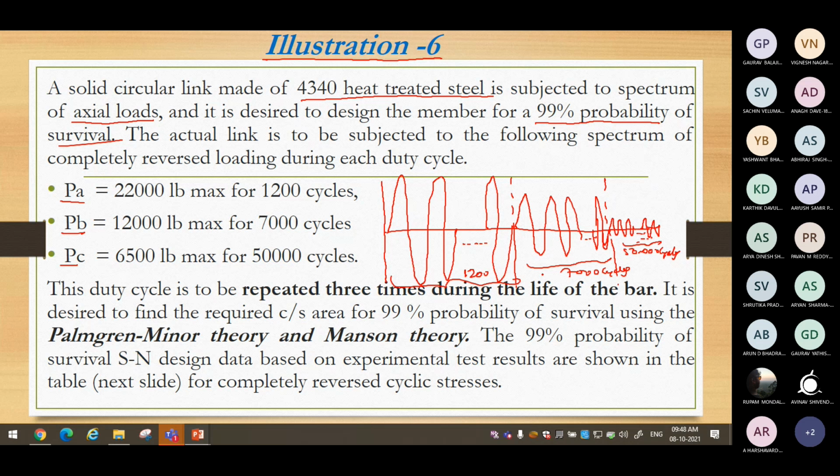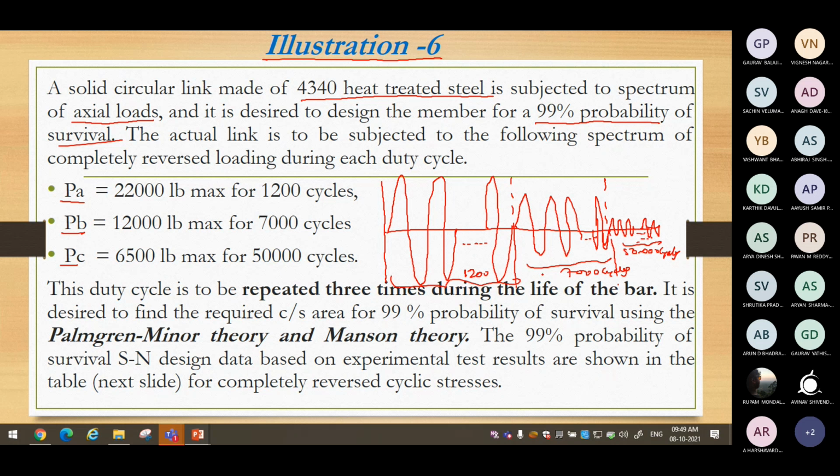So as a designer, you do not have freedom to alter this particular load magnitude, or to change the number of cycles, or to change the sequence of the load applied. This is the demand from the application. Your job is to design the solid circular link, a bar of given material. So material is also, let us say, specified by the customer. You may assume in that way. Or the application has specified that 4340 heat treated steel only you have to use.